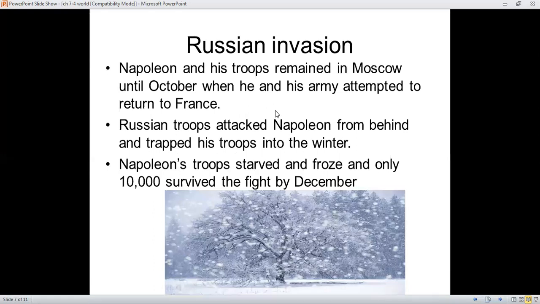Napoleon and his troops remained in Moscow until October, and then he tried to go back to France. While going back, the Russian troops attacked Napoleon from behind and trapped his troops in the fierce Russian winter. Napoleon's troops did not have any food or supplies, and of course, they could not stand the harsh Russian winter, so they starved and froze. Out of the 420,000 troops that invaded Russia, only 10,000 survived.